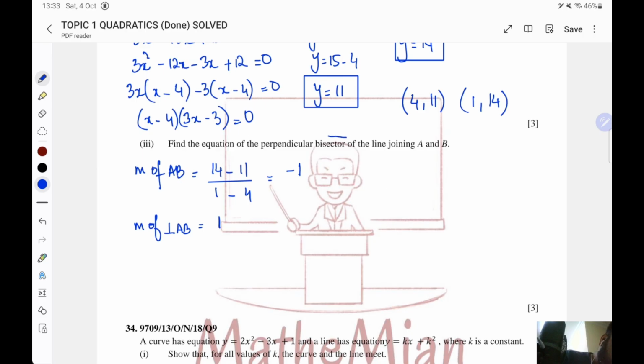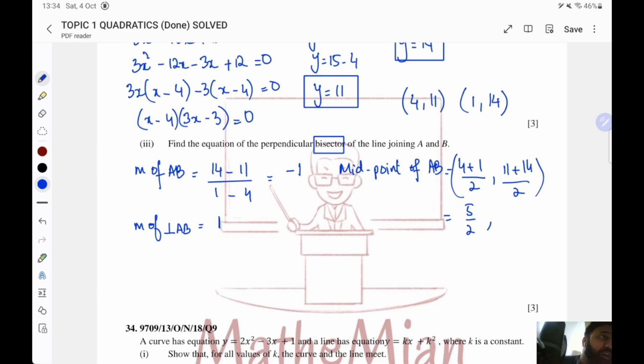Now the word bisector means that the line is passing through the midpoint. So we need to find the coordinates of the midpoint of AB, which will be 4 plus 1 divided by 2, 11 plus 14 divided by 2. So the coordinates of the midpoint will be 5 by 2 comma 25 divided by 2.